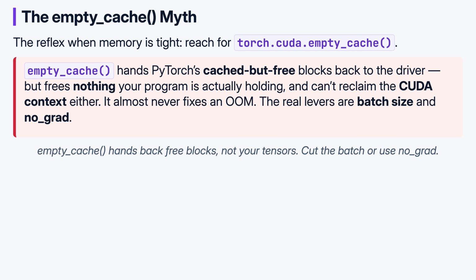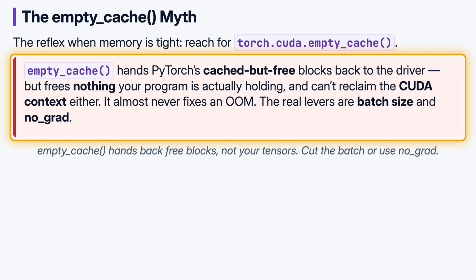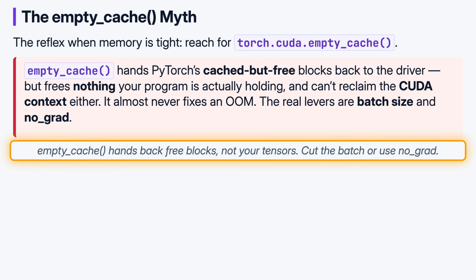The reflex when memory is tight is to reach for torch.cuda.empty_cache. But empty_cache only hands the cached but free blocks back to the driver. It frees nothing your program is actually holding. It can't reclaim the CUDA context either, so it almost never fixes an out of memory. It hands back free blocks, not your tensors. Cut the batch or use no_grad.